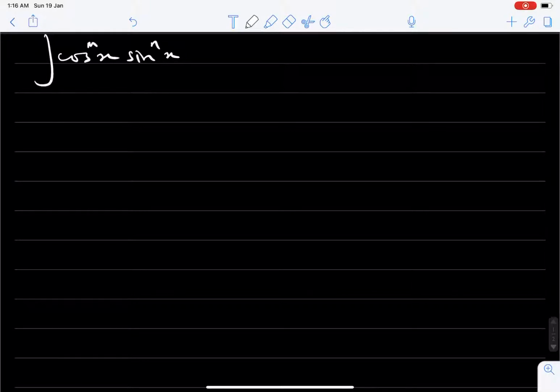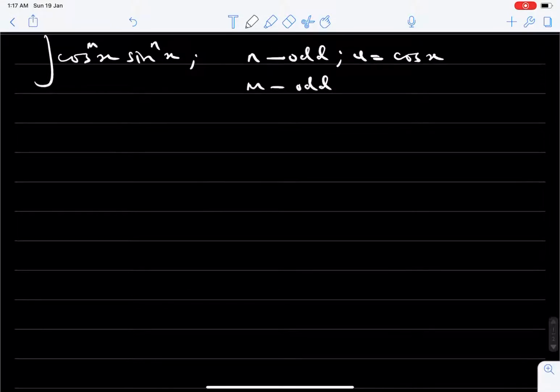Now, whenever you have the integrand as a product of a power of cosine and another power of sine, say m and n, such that both of them are positive and n is odd. If n is odd, let me write that down. When n is odd, you use the substitution u equals cos x. And when m is odd, you use the substitution u equals sine x.